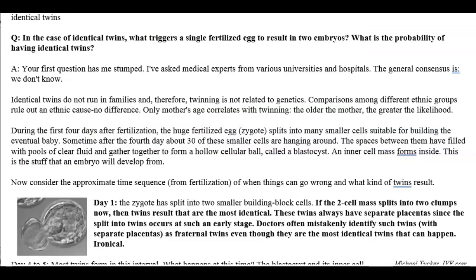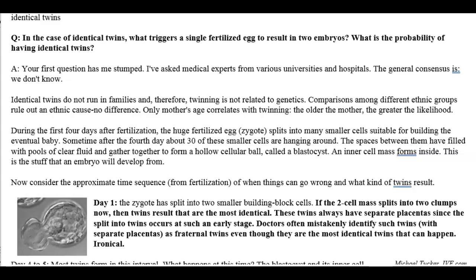In the case of identical twins, what triggers a single fertilized egg to result in two embryos? What is the probability of having identical twins? They don't really know. Right? They don't know. But, contrary to public opinion, identical twins do not run in families. Therefore, twinning is not related to genetics. And it's pretty much the same over all ethnic groups.